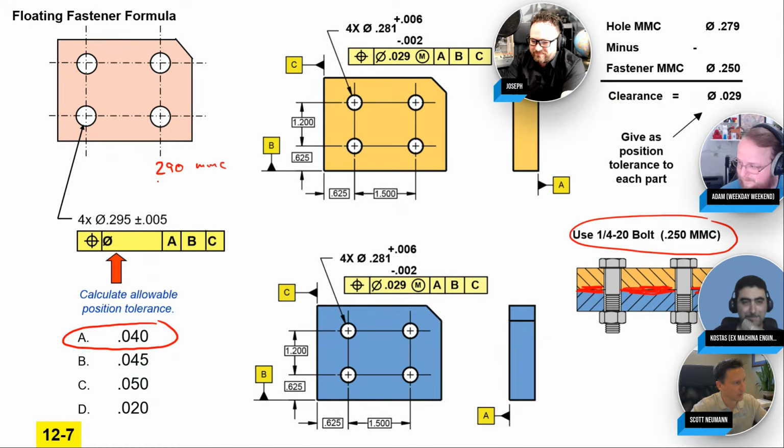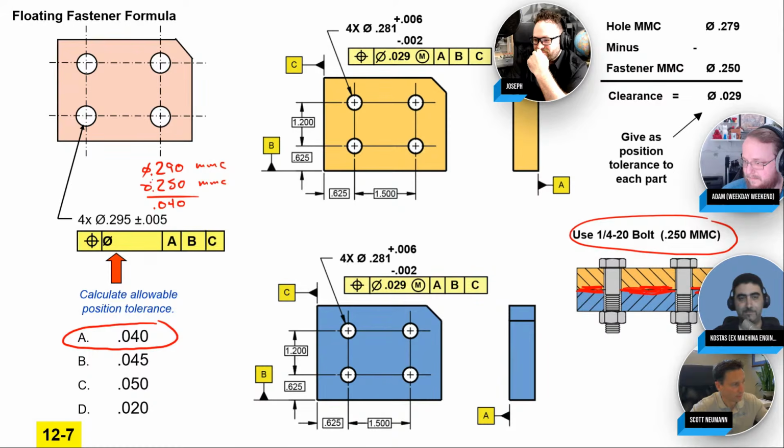And then what's your biggest pin? 250. That's also what we call MMC. Smallest hole, biggest pin. How much room you got between your smallest hole and your biggest pin? And that's 40 thou. Yeah. And it's easy because it's all diameters, right? Holes a diameter, bolts a diameter, and then your tolerance just inserts directly in as a diameter.